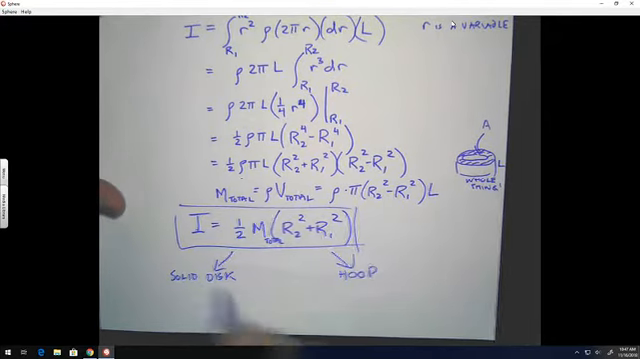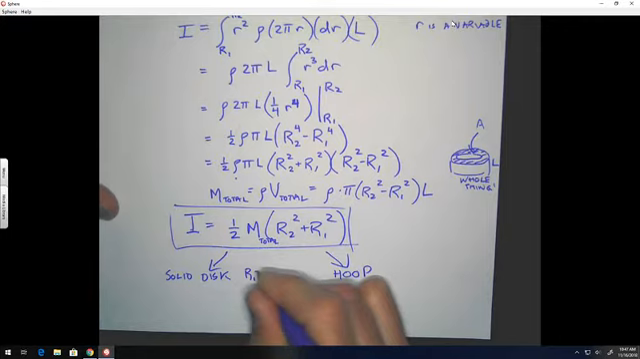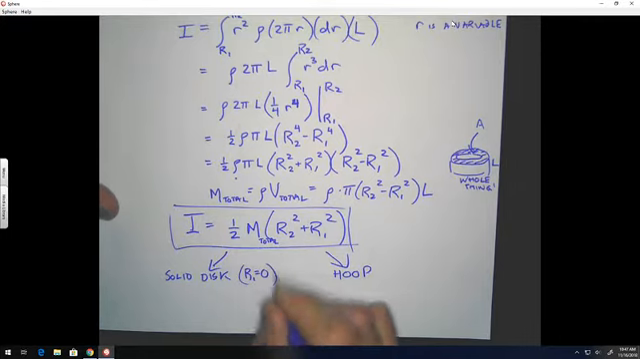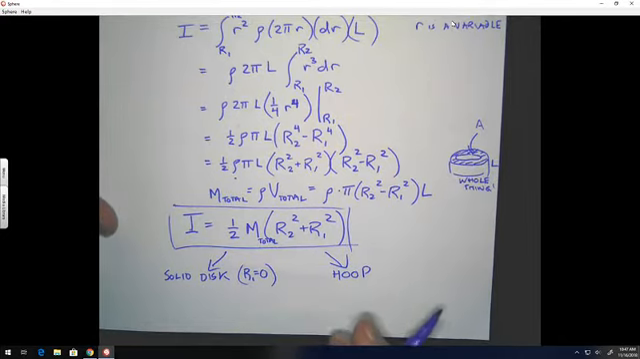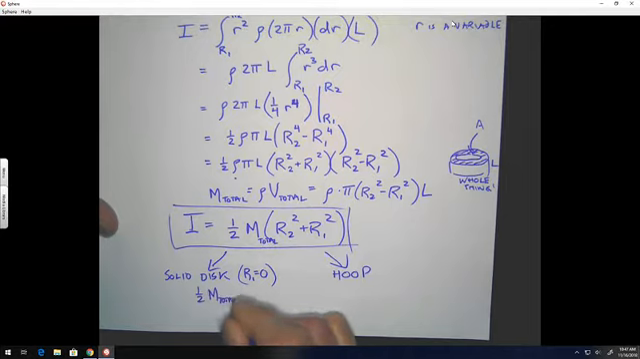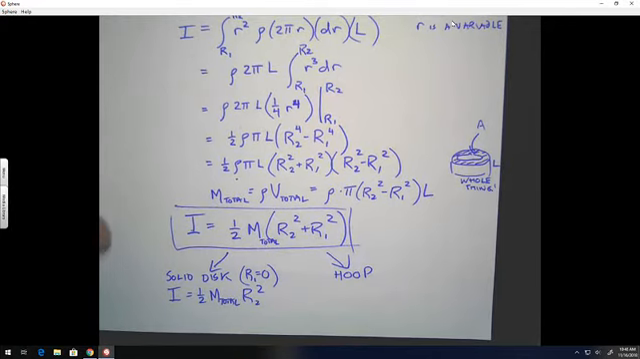If you have a solid disk, that's like saying that R1 is equal to 0. If R1 is equal to 0, then the mass is spread out over the inside of the entire disk, and you're left with 1/2 M total times R2 squared. And that is the formula that we've been using for the rotational inertia of a solid disk. So that should look familiar.